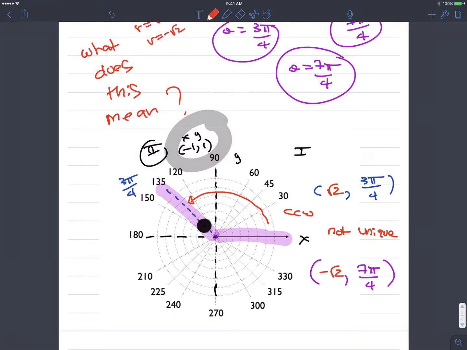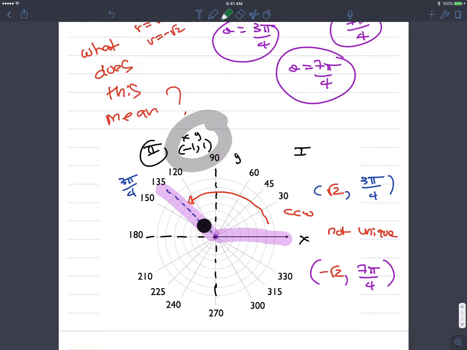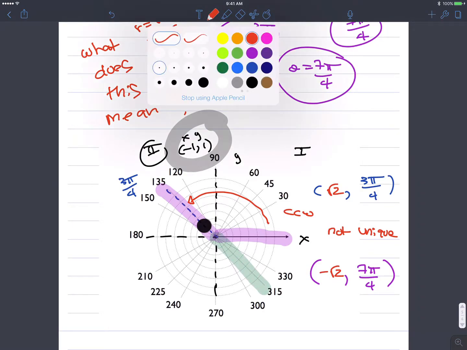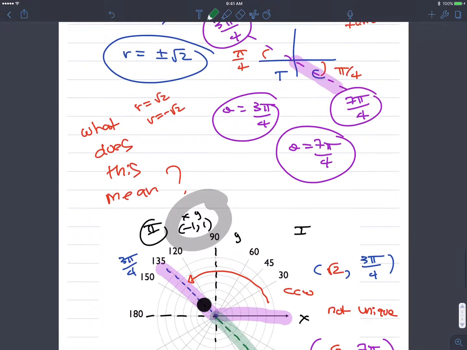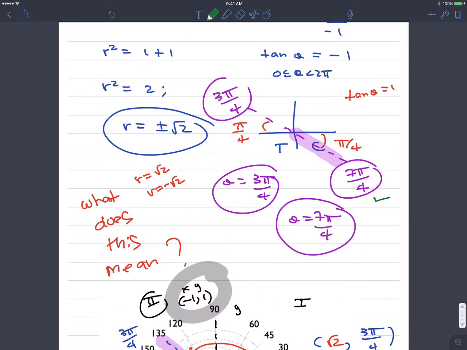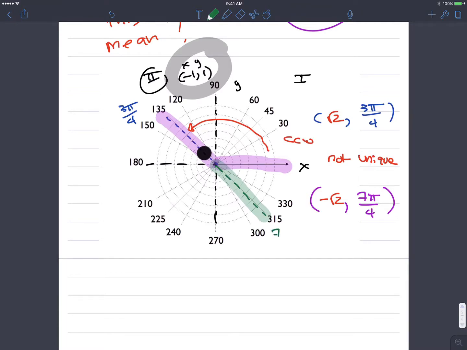I'd have to say that my radius now is negative square root of 2. And you might say, why is that? Because 7 pi over 4, if I change the color to green, is actually right here. Isn't that in quadrant 4? Isn't that the other solution for tangent theta being negative 1, 7 pi over 4? So this here is 7 pi over 4.